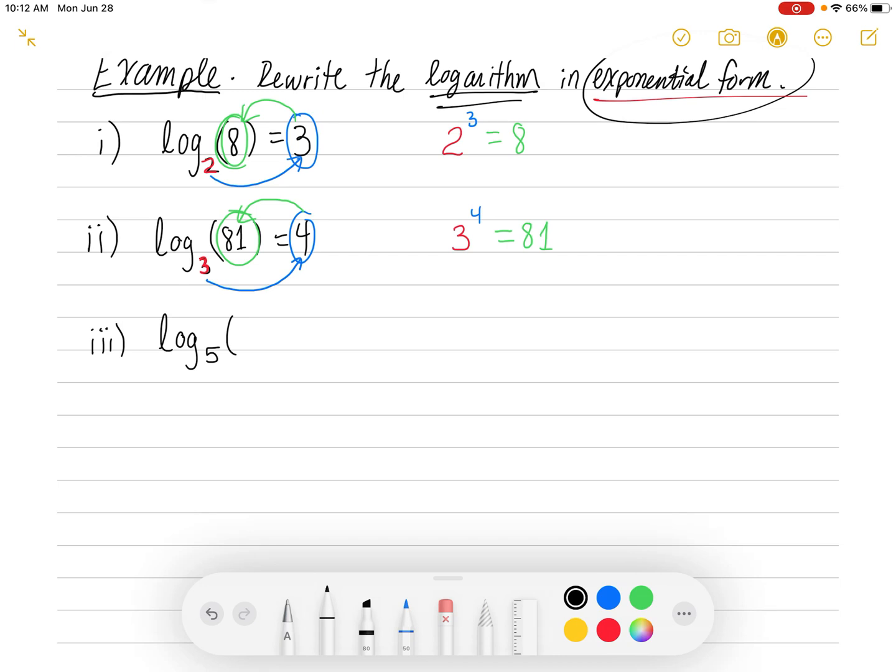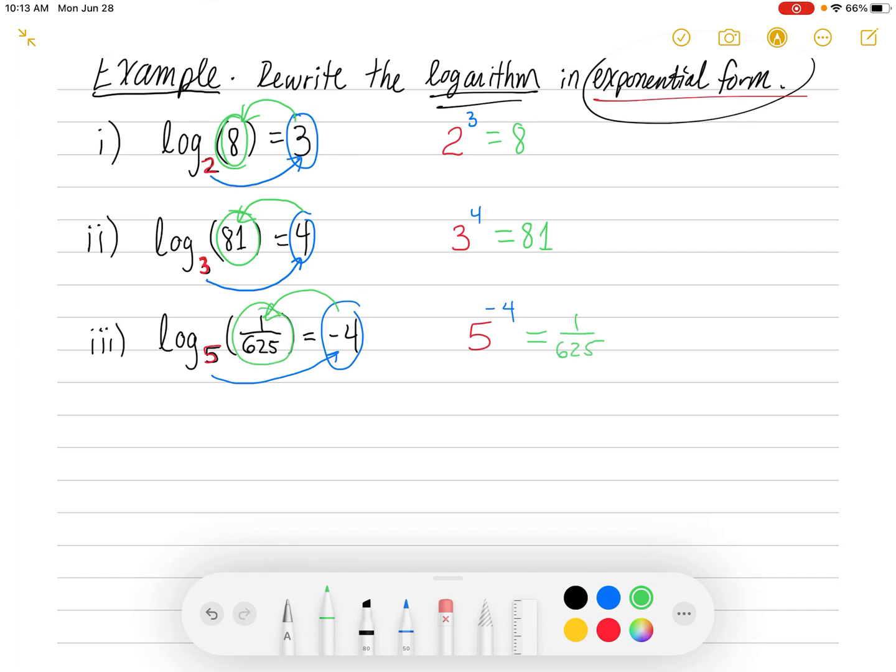Okay, let's do another. So I have log base 5 of 1 over 625 equals negative 4. If I wanted to rewrite this in its exponential form, I'd start off with the logarithmic base of 5 and write that as my exponential base. I can draw an arrow to the right-hand side, the minus 4, that's going to be my exponent.